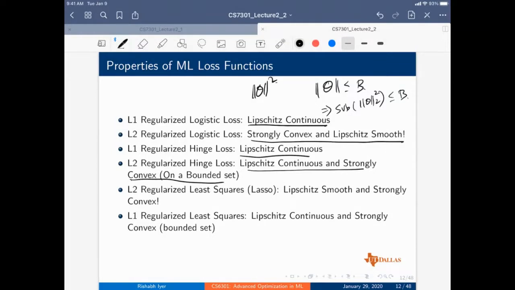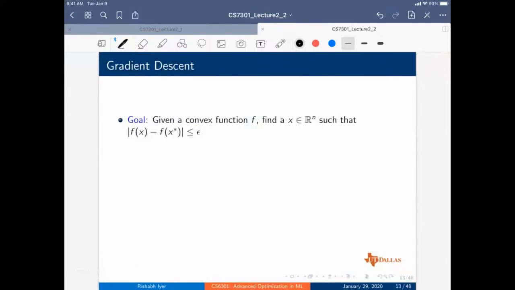So L2 regularized least squares is also Lipschitz smooth and strongly convex, and L1 regularized least squares is also Lipschitz continuous and strongly convex. This is again going to be on a bounded set, because we want to have Lipschitz continuity here. Okay, with this we will start looking at gradient descent. It looks like we have around 40 odd minutes, so I will describe the main results for different settings and prove only the result in one of the cases, and go through the other proofs very quickly.